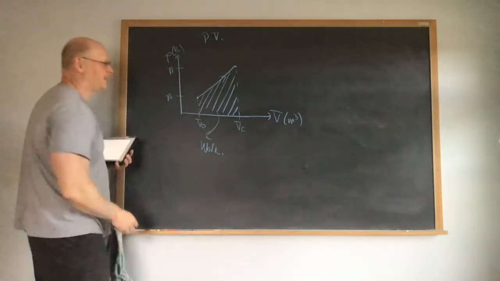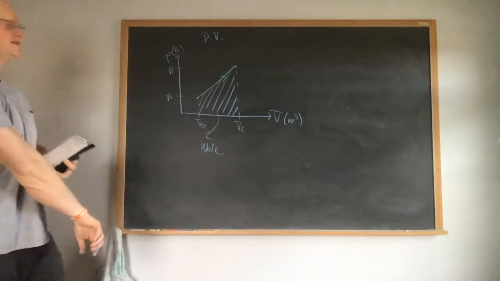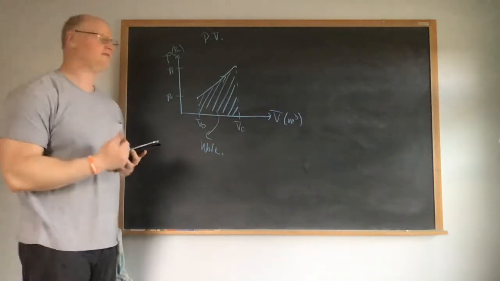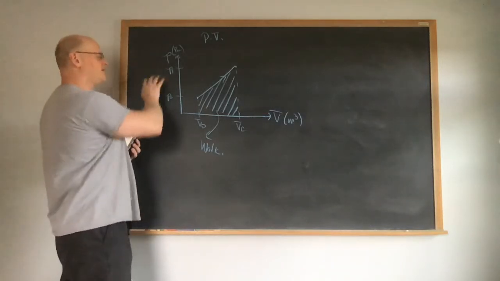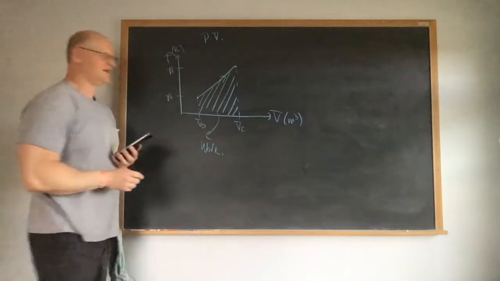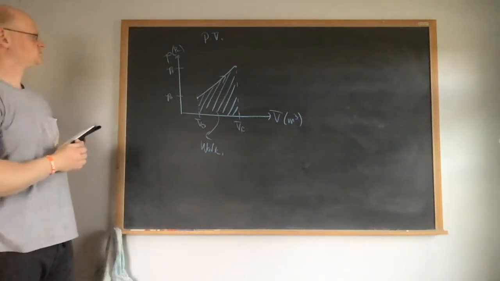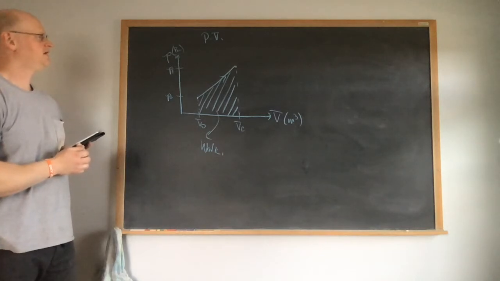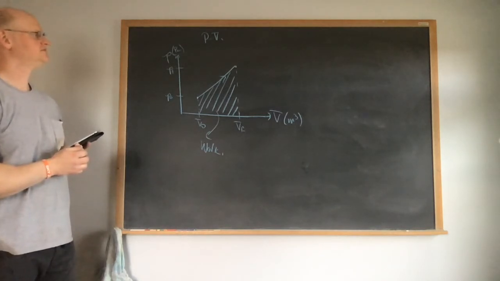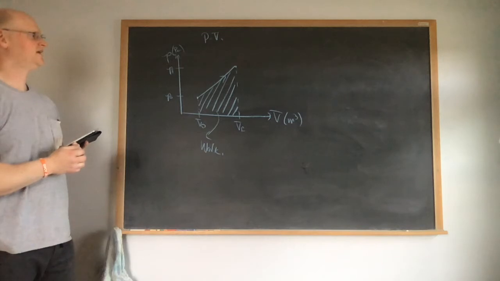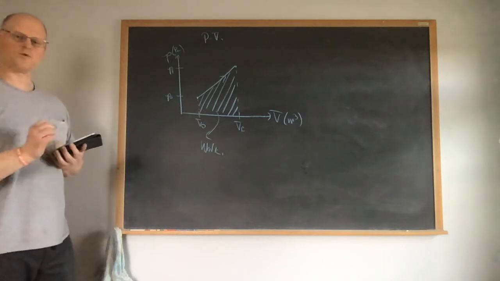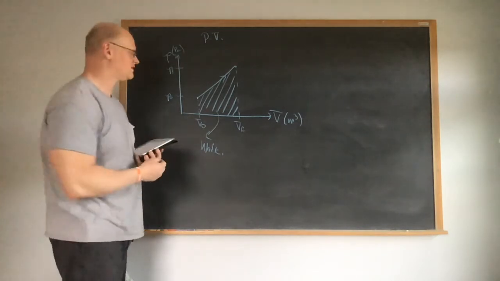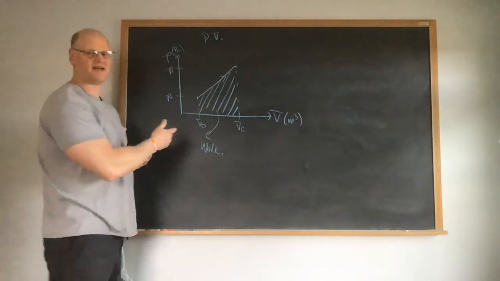So if we think about PV diagrams, the work is simply the area under the curve on this PV diagram once I know the initial and final pressures and the initial and final volumes. Now, this again is the work done by the gas. If I wanted the work done on the gas, I would just have to take a negative sign from there.